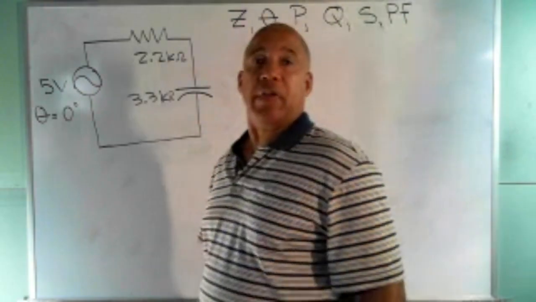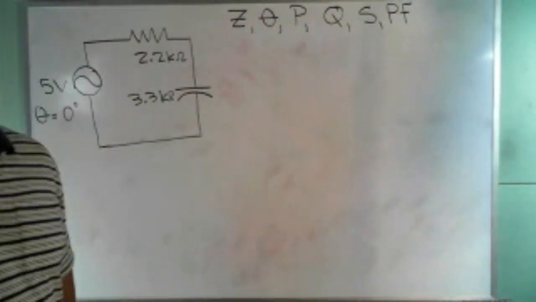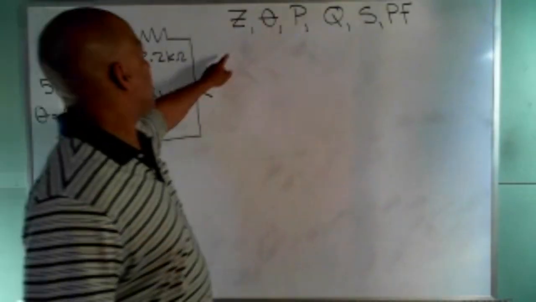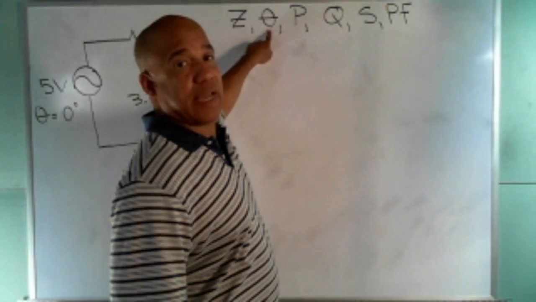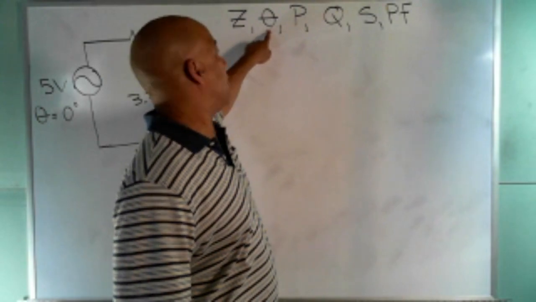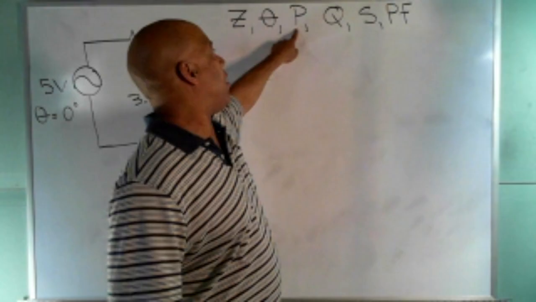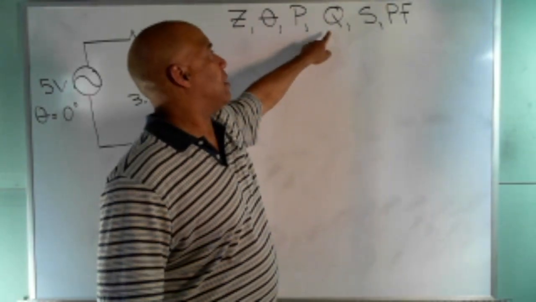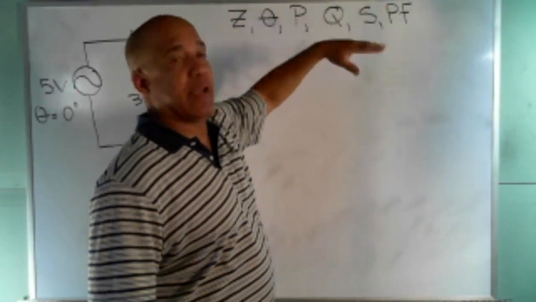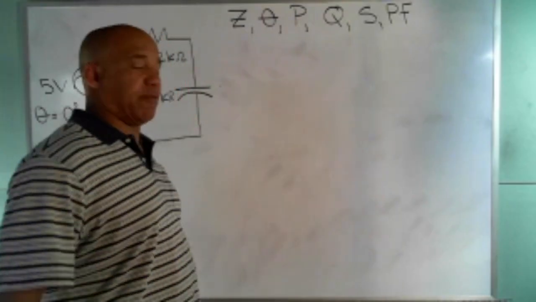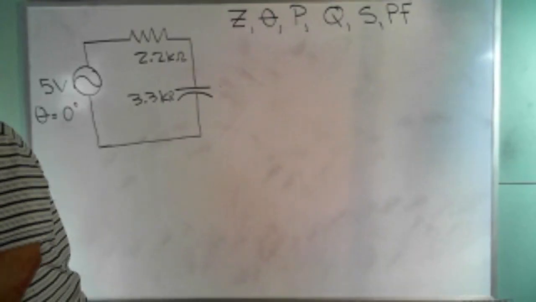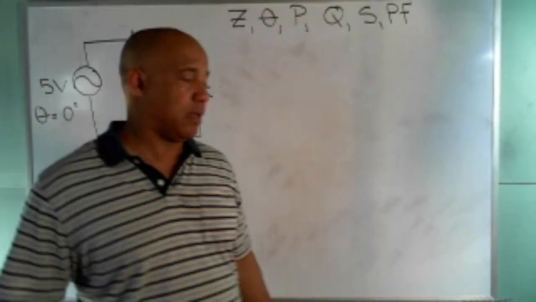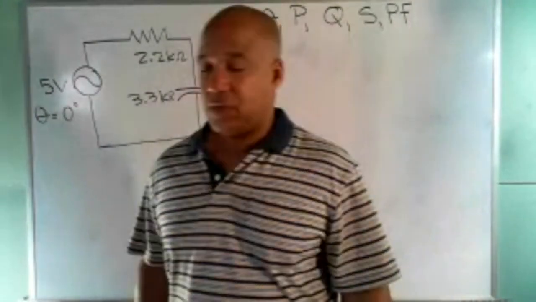I'm gonna give you guys a little bit of time to do this. I'll move out of the camera frame, but I'm still here. Here's the circuit. Let's find a Z. This is the impedance angle or the total angle. They're all the same. Power, reactive, apparent, and the power factor. See if you can find all of that, and then we will review it. I'll give you a few minutes to work on it, and we'll review it together shortly. I'm going to turn my mic off, but I'm right here.